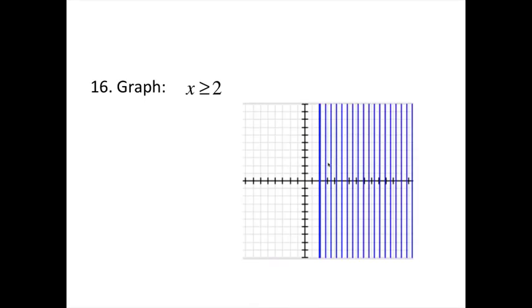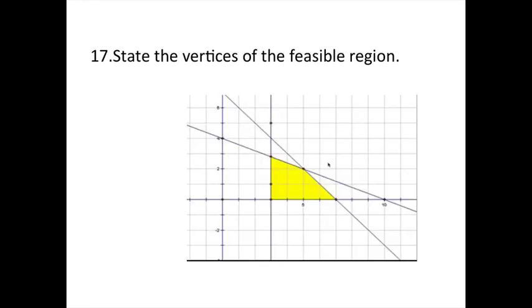Welcome back. Let's go back to, there's my answer. And let's go to 17. It says state the vertices of the feasible region. Now the feasible region is this region that's right in here that's colored and there's dots there. So I want you to find the vertices, that's the corners. So what you're going to do is look at this graph and find out what's the name of this point. Well, this point is the point (3,0). This point is the point (7,0). This is the point (5,2). And this is the point (3,3). So let's just call it good enough there.